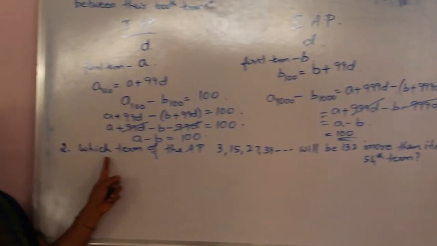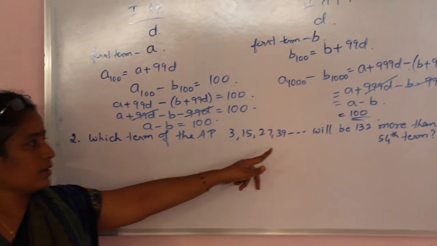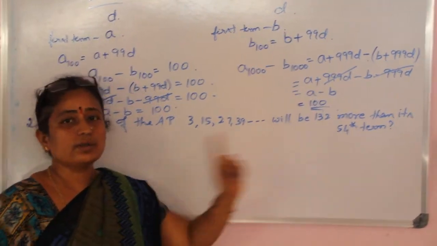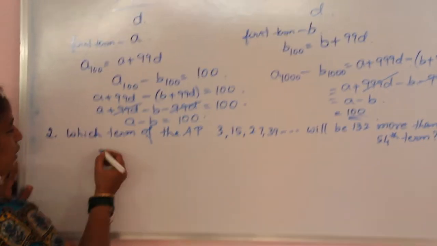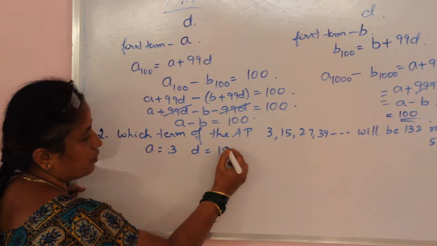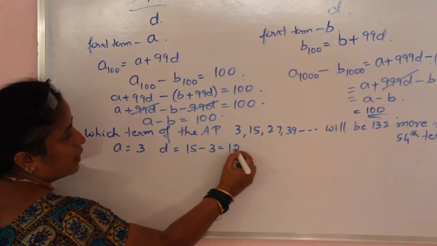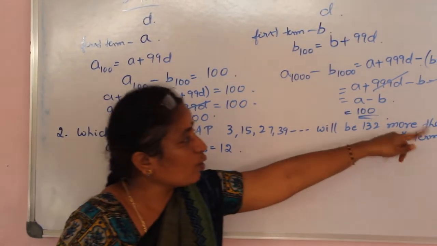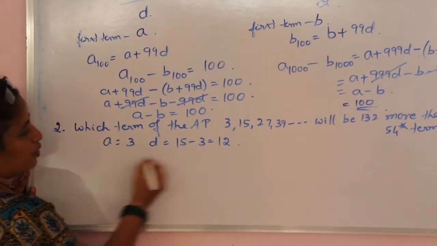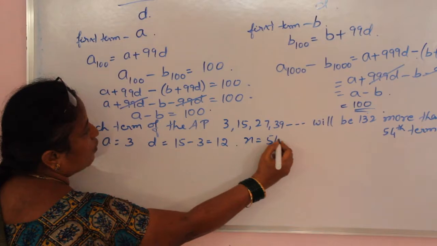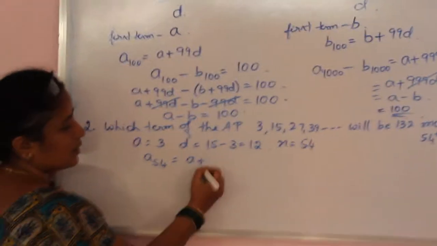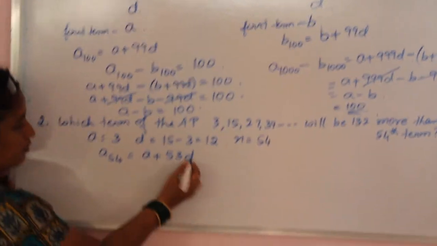Next we go to the next question. Which term of the AP will be 132 more than its 54th term? Here, first write down what A is. A equals 3, D equals 15 minus 3, which is 12. 132 more than its 54th term. So first we have to find the 54th term. N equals 54, A54 we have to find out. A54 equals A plus 53D.